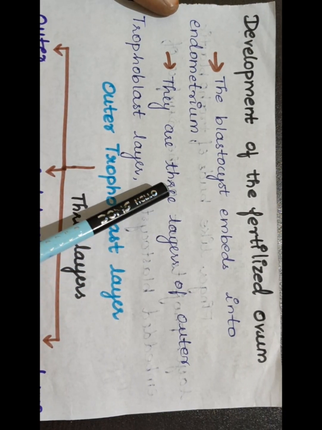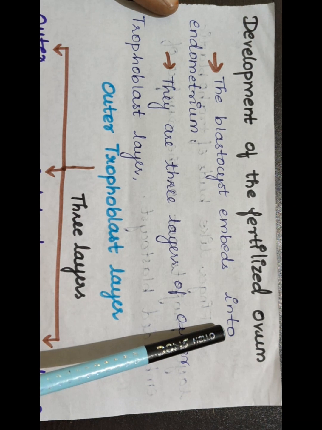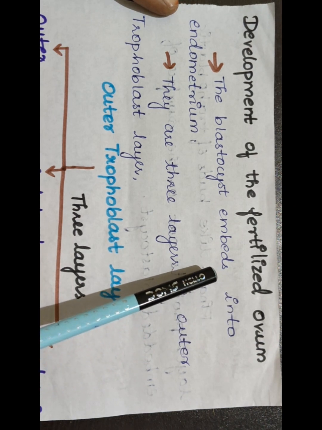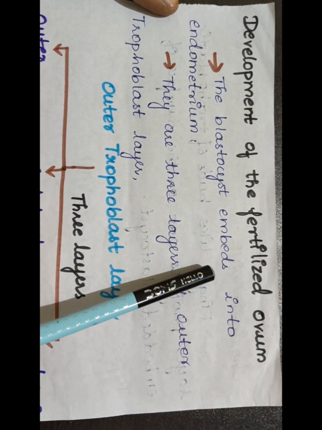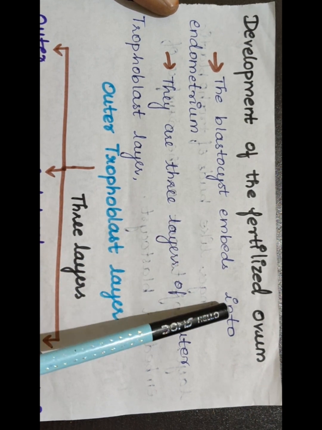Today we'll see the topic about development of the fertilized ovum. Already we know how the fertilized ovum is taken and how implantation of that fertilized ovum occurs. The result we already saw. Now we'll see how the fertilized ovum develops.